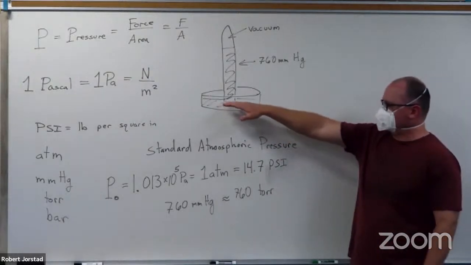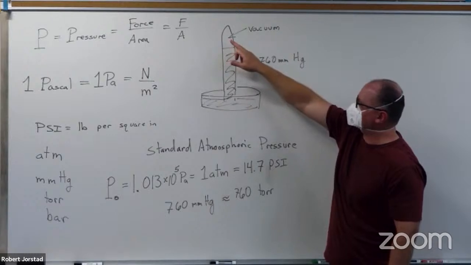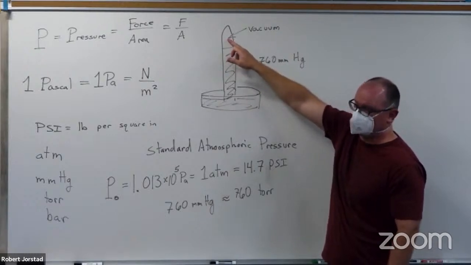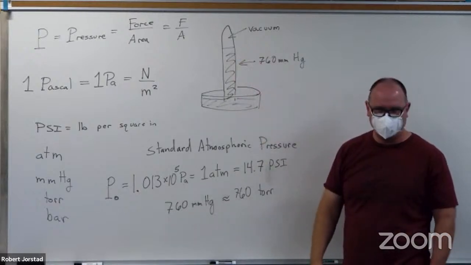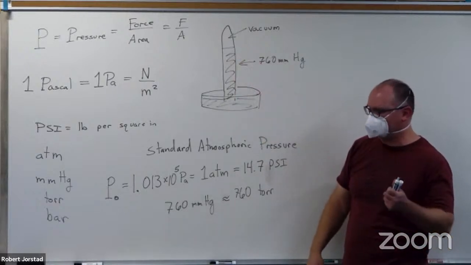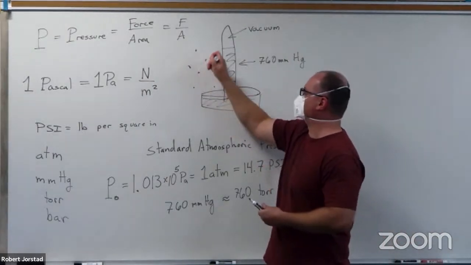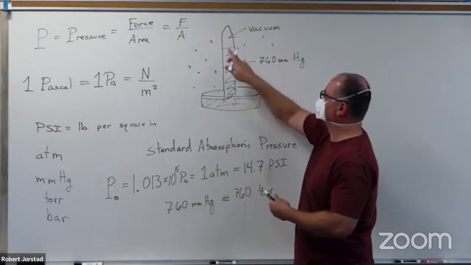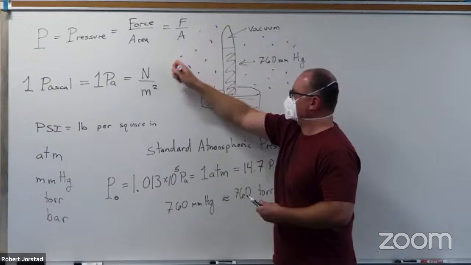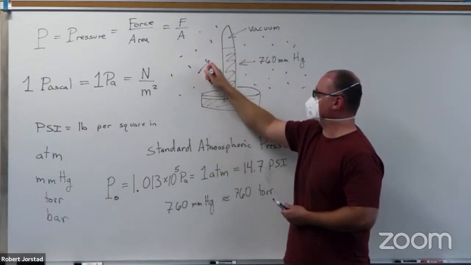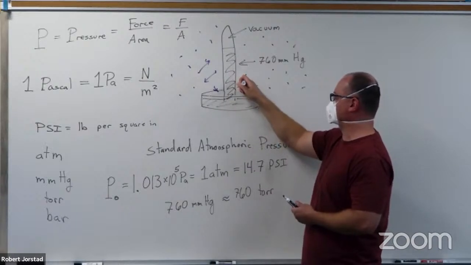Imagine you had some fluid in a dish, right? And then you have a test tube inverted and you put a high vacuum up here, very few air molecules. What makes the mercury rise up? Atmospheric pressure. What's happening is the air molecules are everywhere out here, but there's very few in here. Well, these molecules are constantly moving around, bumping into everything, and obviously there's billions and billions and billions more than I could ever draw.